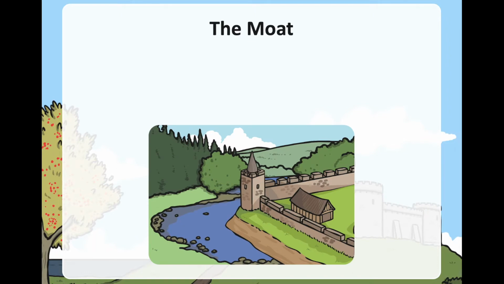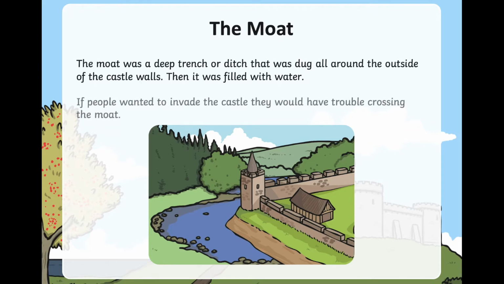The moat. Do you see in the picture the water around the castle? That's the moat. Let's find out a bit about it. The moat was a deep trench or ditch that was dug all around the outside of the castle walls. Then it was filled with water. If people wanted to invade the castle, they would have trouble crossing the moat.